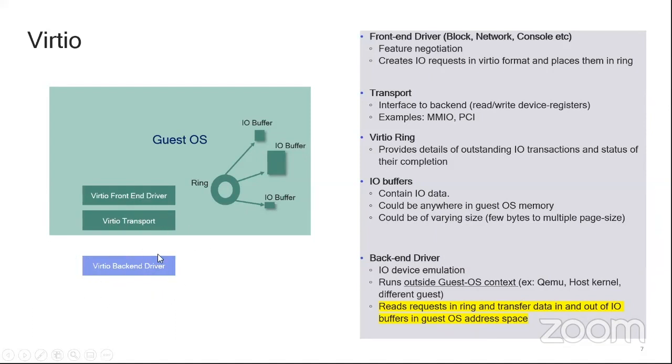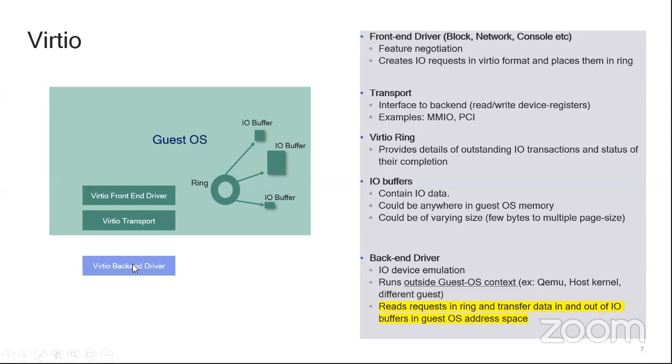The back-end driver runs in a context outside the guest operating system. It could be in the hypervisor or in another operating system. What I have shown are the various I/O buffers that need to be exchanged between the front end and the back end. There is a ring protocol that specifies where the different I/O buffers are. The key thing I want to point out here is that these I/O buffers could be of varying sizes, from a few bytes to multiple pages, and typically they are spread all over the guest memory. So you cannot enforce that these I/O buffers come from a particular section of memory. They could be spread all over the guest memory.